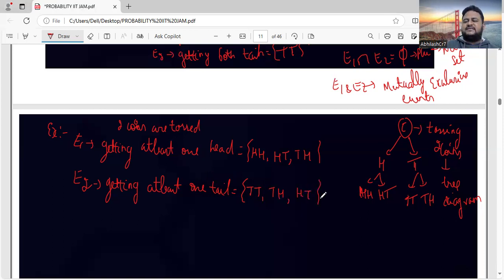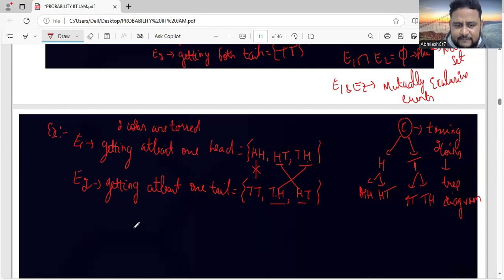Now, if I see E1 and E2, is there anything common? Definitely here there is nothing common. But if you see here, this and this are same and this and this are same. So that's why there is something common between E1 and E2, that is T and H. T and H is here also, and H and T is here also.